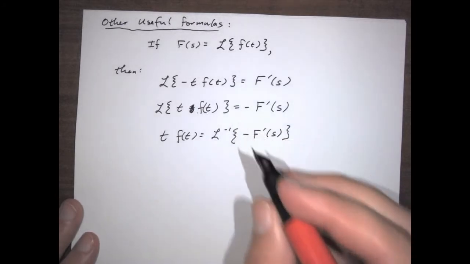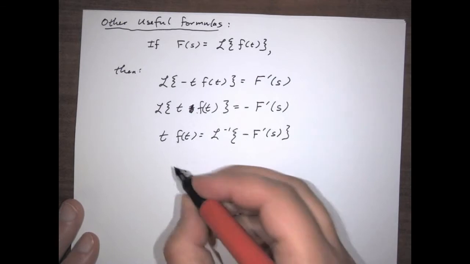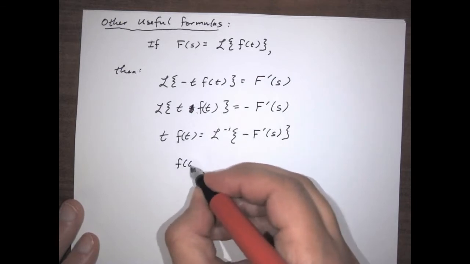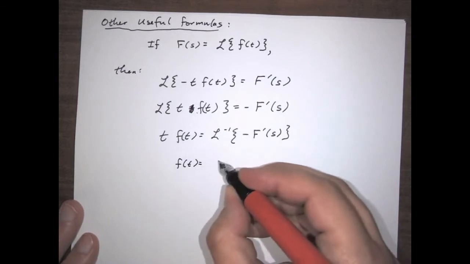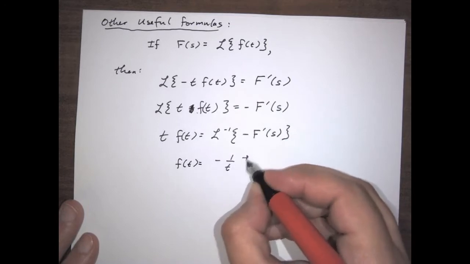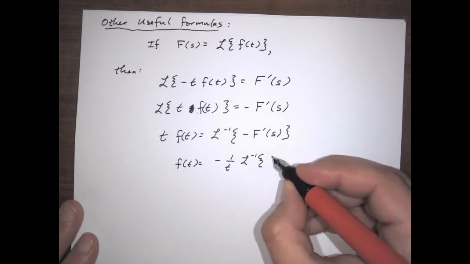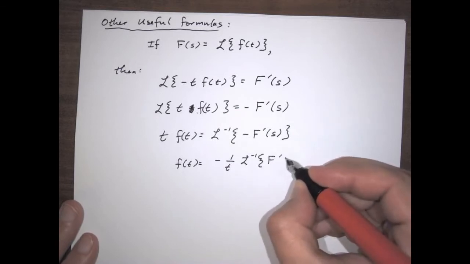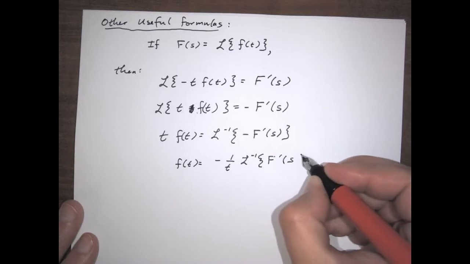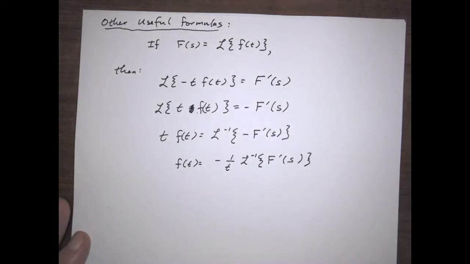And then that means, and we can pull the negative out, that f(t) is going to equal negative 1 over t times the inverse Laplace transform of F prime of s. So these all are clearly in flow with each other.